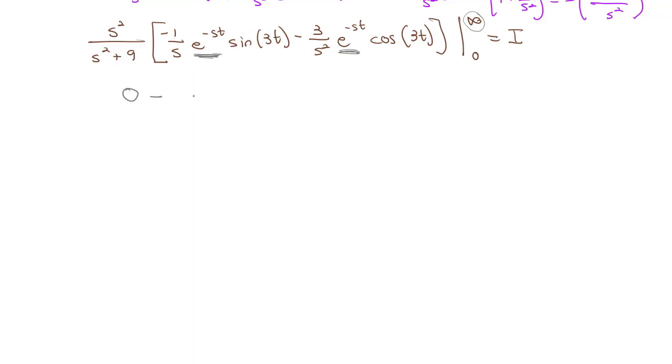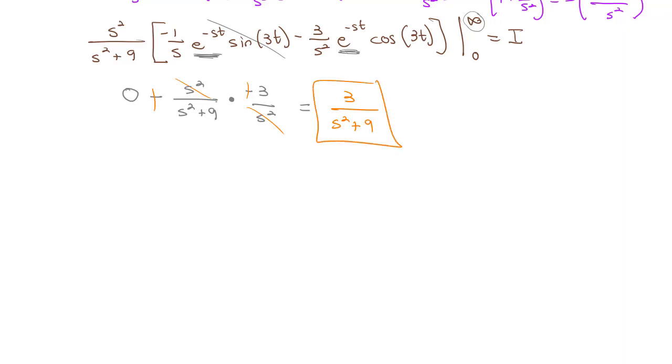When we plug 0 in, we have s squared over s squared plus 9 times the sine of 0 goes to 0. The cosine of 0 is 1. E to the 0 is 1, so we have a negative 3 over s squared. And so with a little bit of simplifying, the negative times the negative is a positive. The s squareds divide out, and we get 3 over s squared plus 9 is the Laplace transform for the sine of 3t.